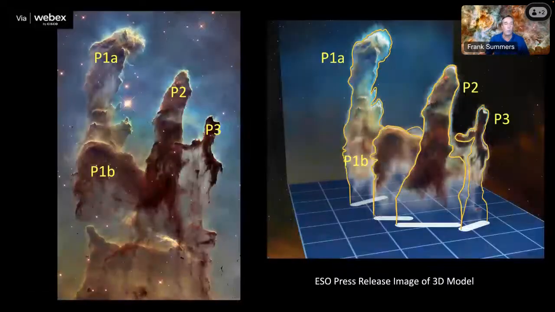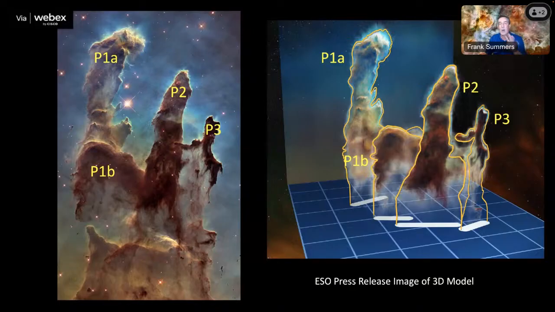So the basic idea of the pillars is that while it looks like three pillars in a two-dimensional image, it actually is four pillars, okay? So this left pillar, pillar 1, has a top half, pillar 1A, and a bottom part, pillar 1B. Whereas pillar 2 and pillar 3, the Dementor pillar and the dog pillar, are together. And the European Southern Observatory was really jazzed about this paper, and did a press release image of a 3D model. This sort of gives you a basic idea of how they're structured in 3D. Our team will improve on this in just a few minutes.